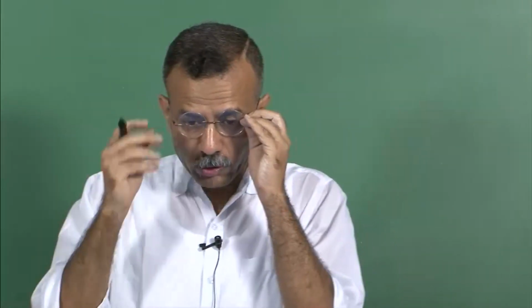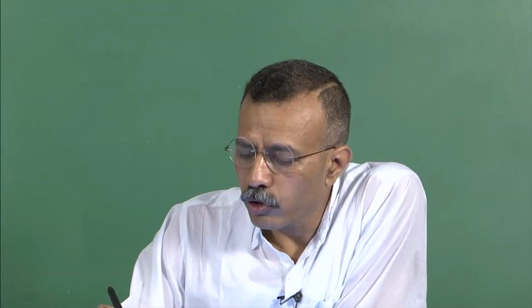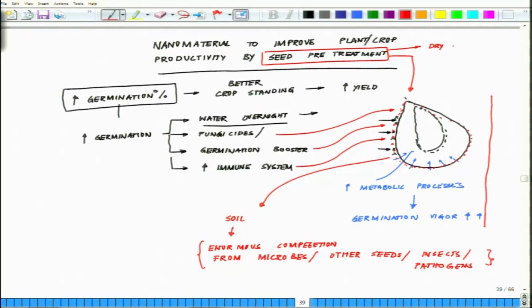Whenever we are treating, there could be two kinds of treatments you can do. Either it could be a dry coating of nanomaterial on top of the seed. Dry coating of NM, which stands for nanomaterials, okay, or there is some kind of an aqueous treatment. Aqueous treatment is basically nanomaterial plus water. That is how you are treating it. Okay.